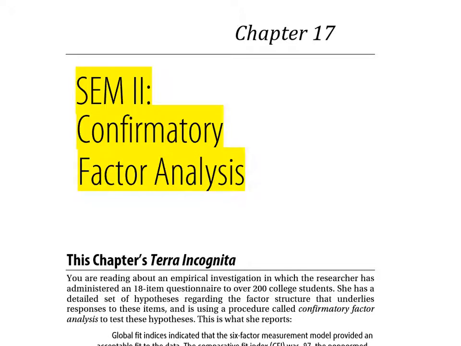This is part 1 of my video series on Chapter 17, SEM II, Confirmatory Factor Analysis. This will be a multi-part video series on my chapter, telling my students what they need to know about this chapter to get ready for the multiple choice quiz, to get ready for the small group discussion exercise, etc.